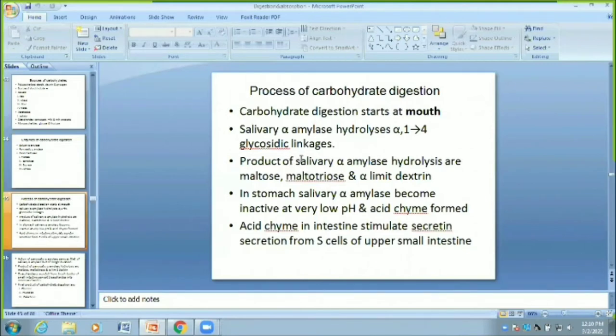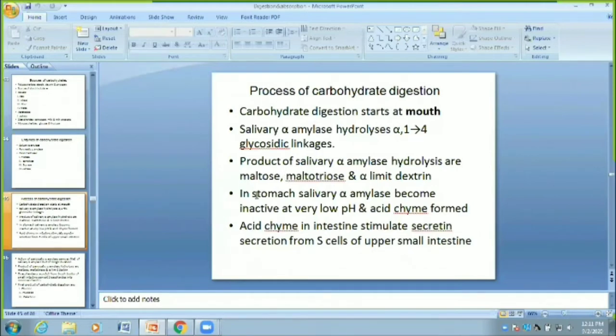As the food is still in the mouth, salivary alpha amylase acts on it. It hydrolyzes the carbohydrates into very small quantities of maltose and maltodextrin, and most of the carbohydrate becomes alpha limit dextrins. Okay, these are the intermediate products of carbohydrate digestion. Very little maltose is formed as a result of hydrolysis by salivary alpha amylase.